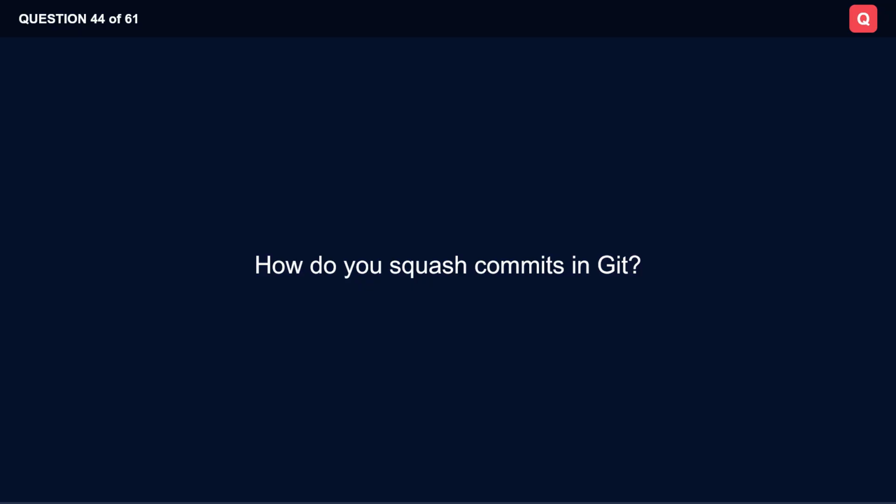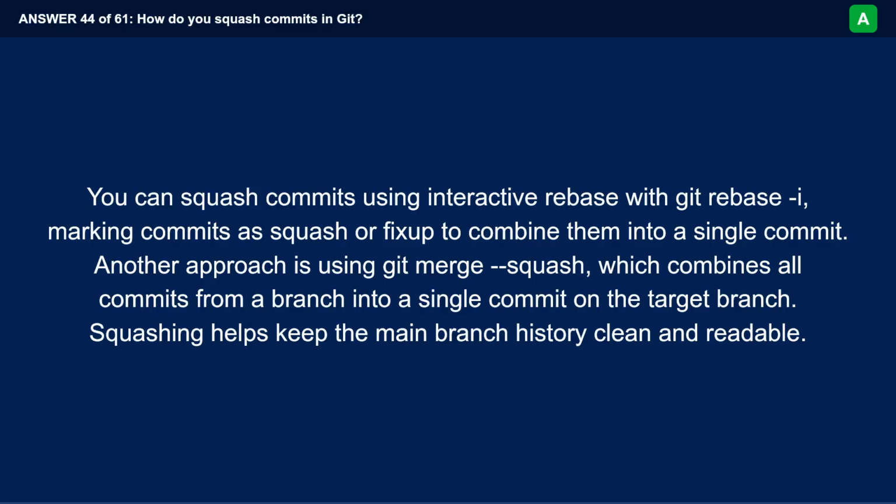How do you squash commits in Git? You can squash commits using interactive rebase with git rebase -i, marking commits as squash or fixup to combine them into a single commit. Another approach is using git merge --squash, which combines all commits from a branch into a single commit on the target branch. Squashing helps keep the main branch history clean and readable.